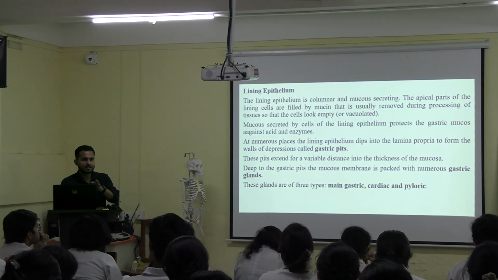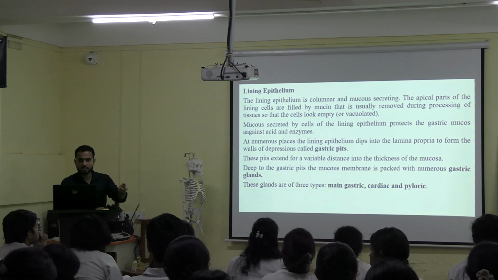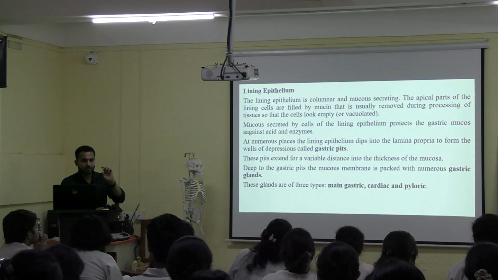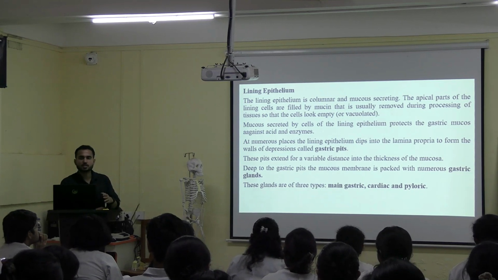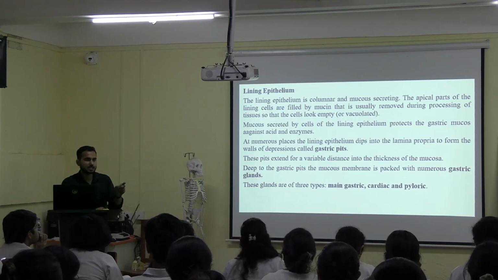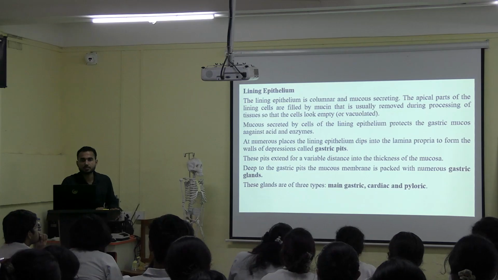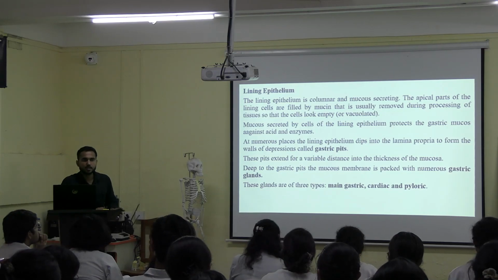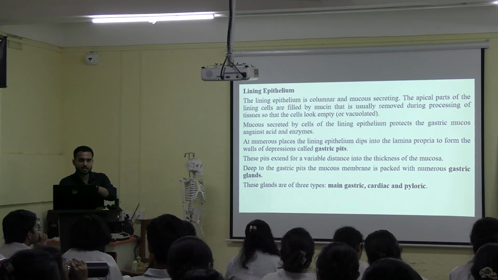Additionally, where there are no goblet cells, the secretion is taking place from that part only. But under the microscope it will look empty. Why? Because during the processing, that mucin part is washed away. In order to see that particular part, a special type of stain is there, and that is called PAS, periodic acid Schiff stain method.